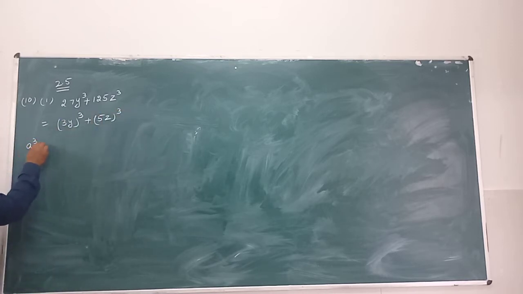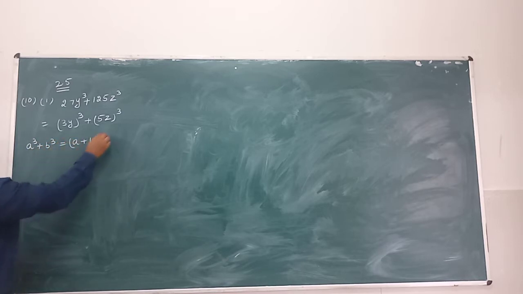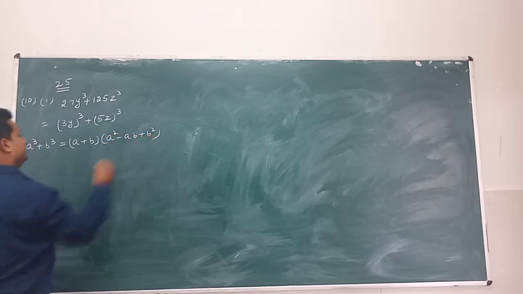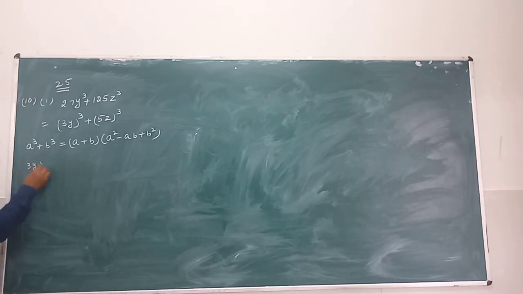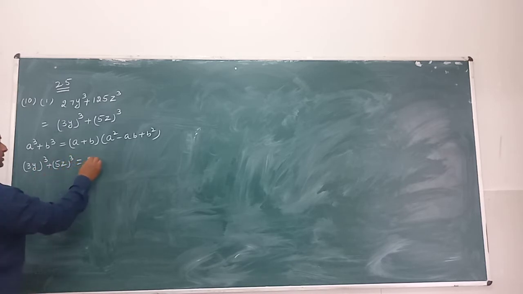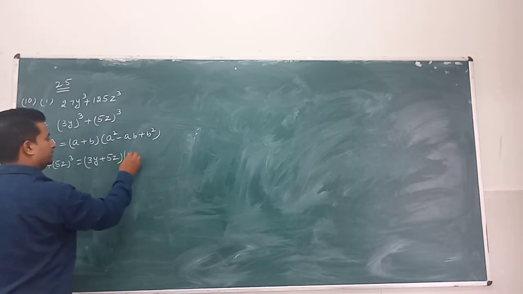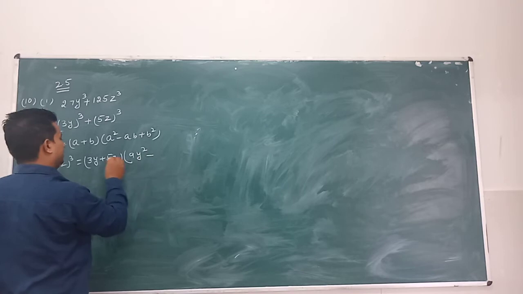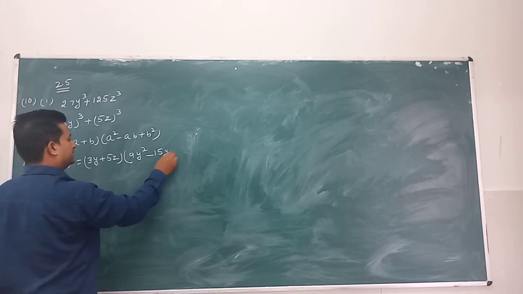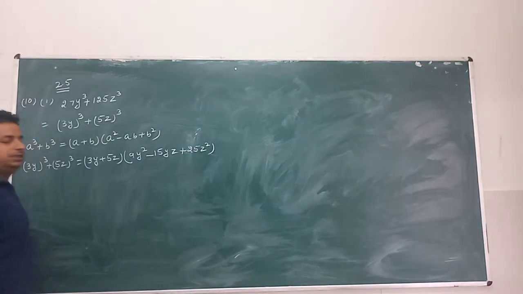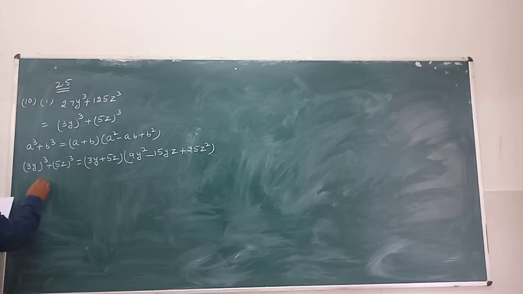Here we use the identity a cube plus b cube is equal to (a plus b)(a square minus ab plus b square). Here a is 3y, b is 5z. This is (3y plus 5z), square of 3y is 9y square, ab is 15yz, b square is 25z square. These are the factors of this polynomial.